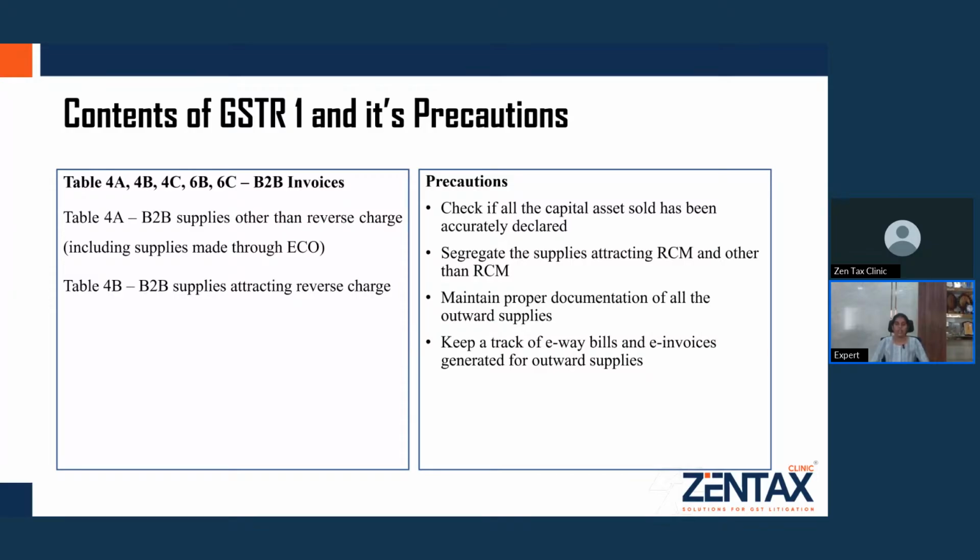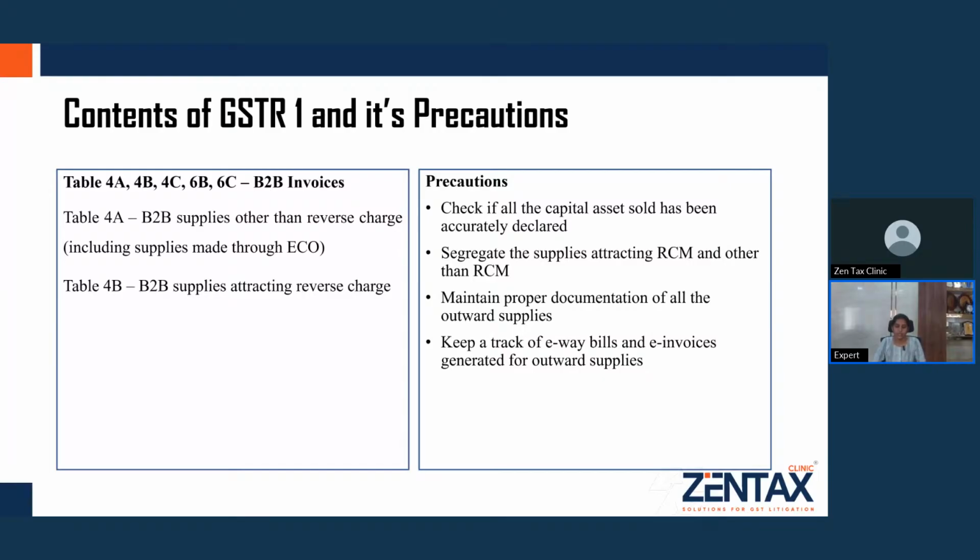And as supply includes disposal of an asset, as we saw in section 7, the registered person is required to check, other than the normal supplies made in the normal course of business, whether any capital asset has been sold during that period. If so, that should also be included in GSTR-1.